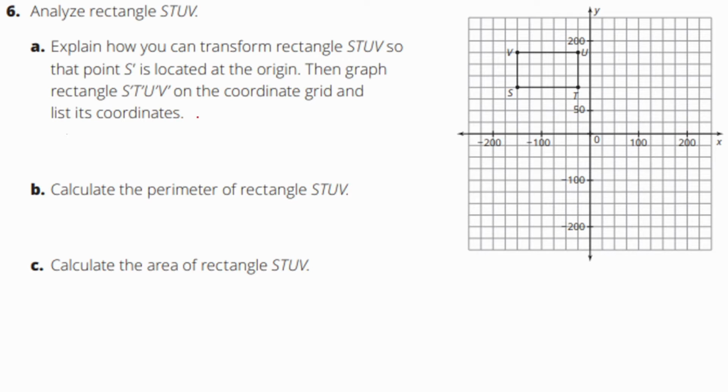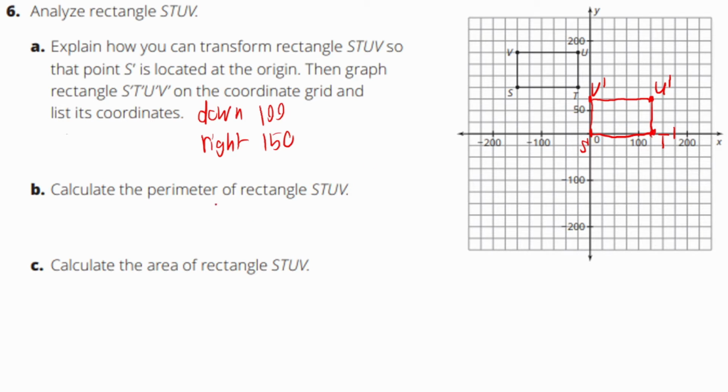So the way we do it is down 100 and right 150. And if we graph this, it's going to look something like this. This is going to be S prime, R prime, 1, 2, 3, 4, 5. We go 1, 2, 3, 4, 5. U prime and T prime. Connect it like so. There we go.